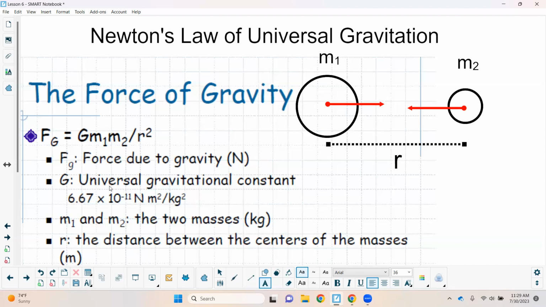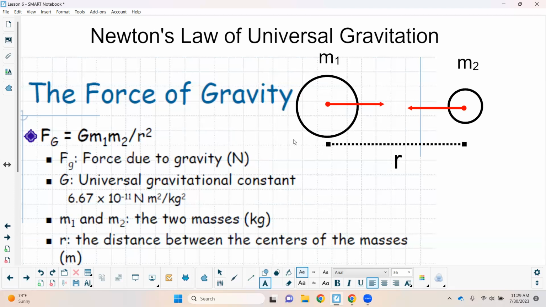Big G is something called the universal gravitational constant. For that value, you're just going to put in 6.67 times 10 to the negative 11. Don't worry about the units so much. It works out to be newtons. These are just to make it so that the equation works and gives you newtons at the end. But this is a constant value. So you're always going to put that number in, and it is universally constant, so it's good everywhere.